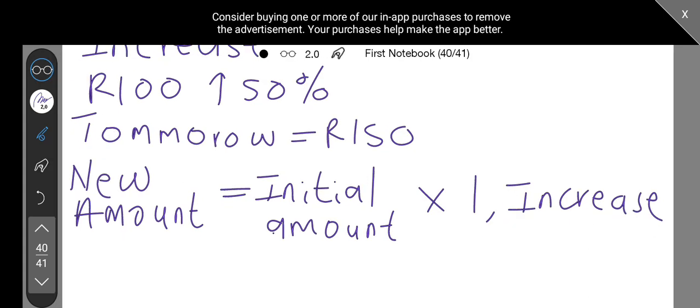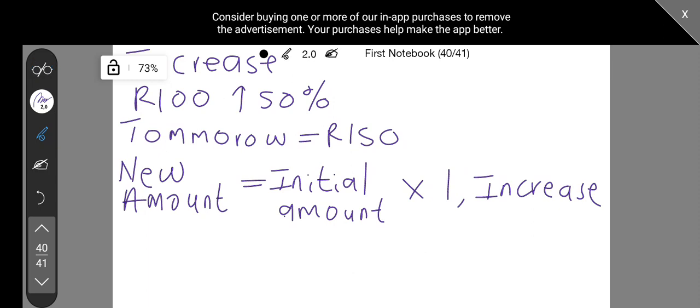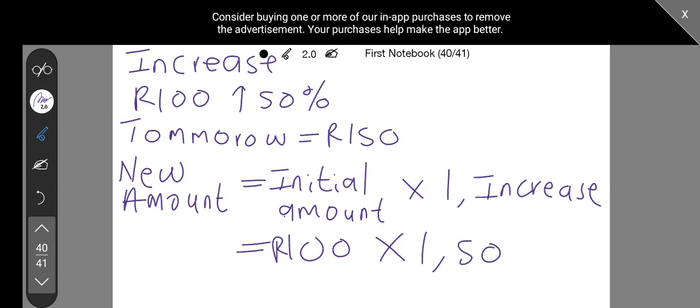So when I say the increase here, it means that if I want to know what is the new amount tomorrow, I'm going to say that my initial amount was 100 rands, multiplied by 1 comma 50. The increase is 50. I said increase, not percentage increase, so don't write 50%, just write 50. And if you punch that on the calculator, you will get 150. So you must know that to add a percentage to a number, the new amount is equal to the initial amount multiplied by 1 comma the increase.